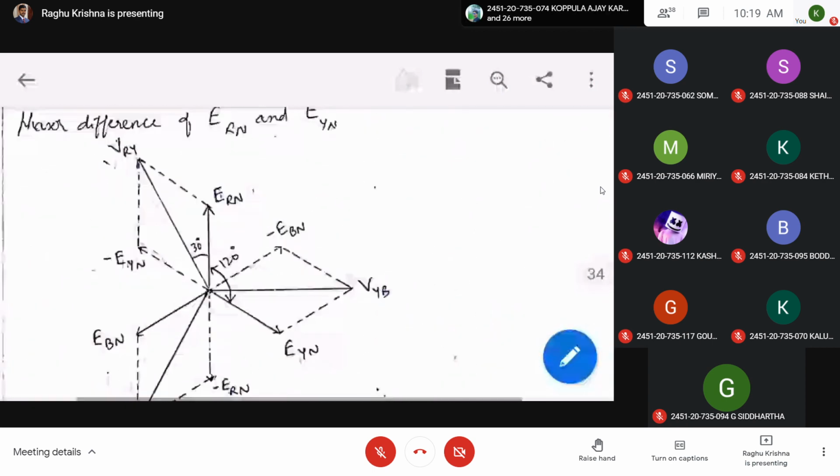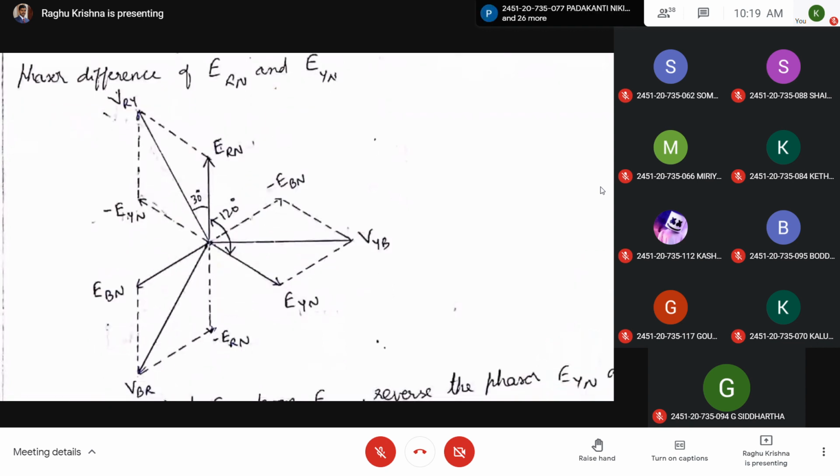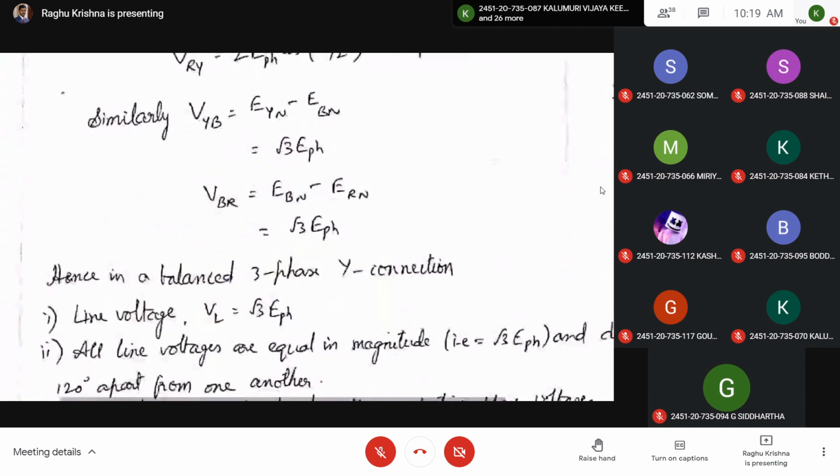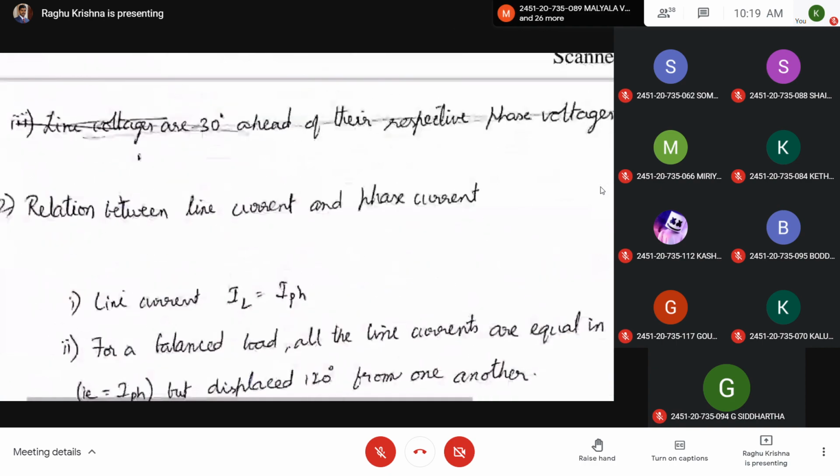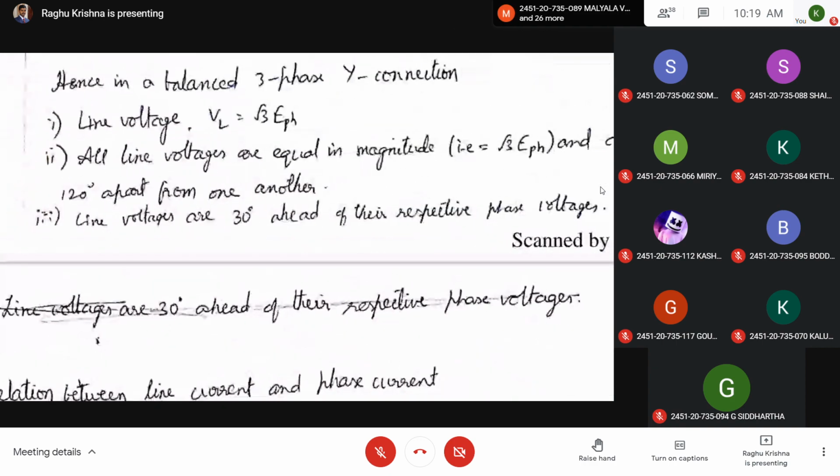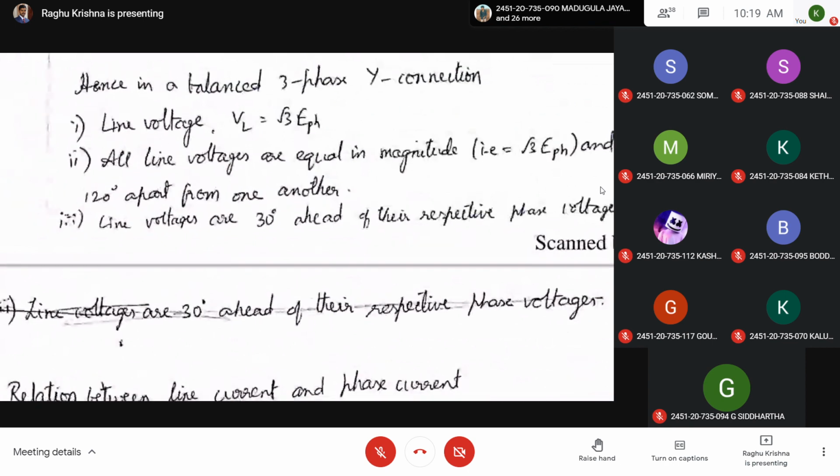So here you can say VRY. Next VYB. VYB is horizontal. Horizontal you can see VYB. Next, after 120 degrees, you can see VBR. So the line voltages are displaced by 120 degrees. So here all line voltages are equal in magnitude and displaced 120 degrees apart from one another.